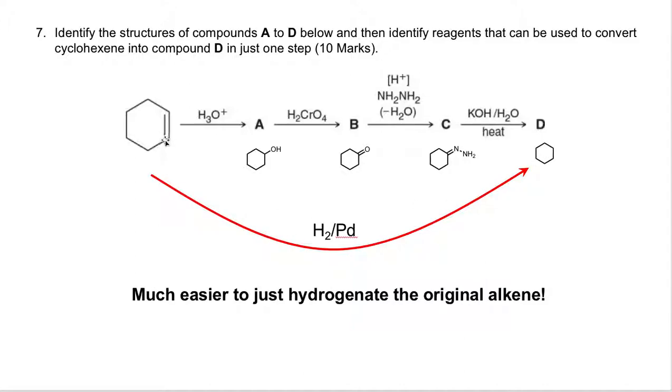It would have been far easier to simply take the cyclohexene in the presence of palladium and hydrogen and do the reduction all in one step. Much cleaner reaction that goes in high yield.